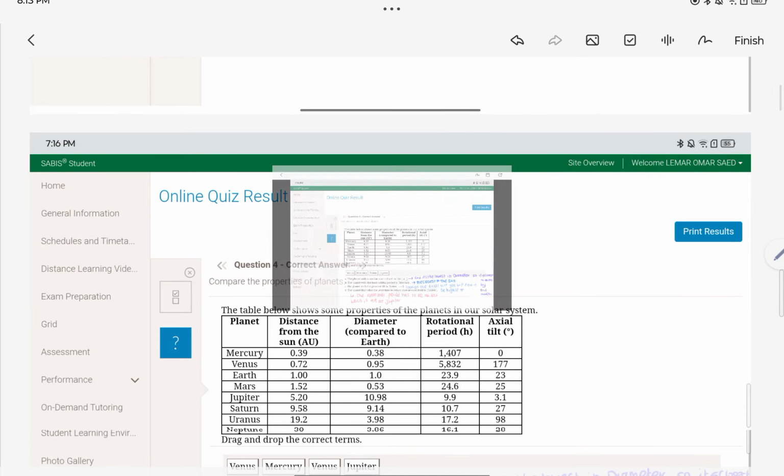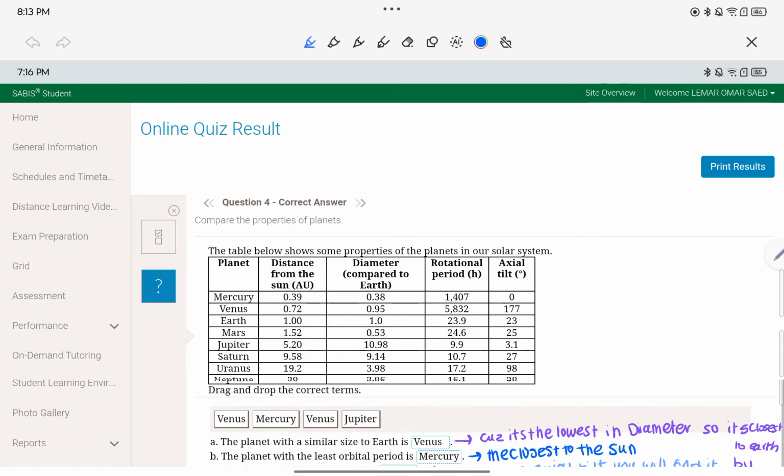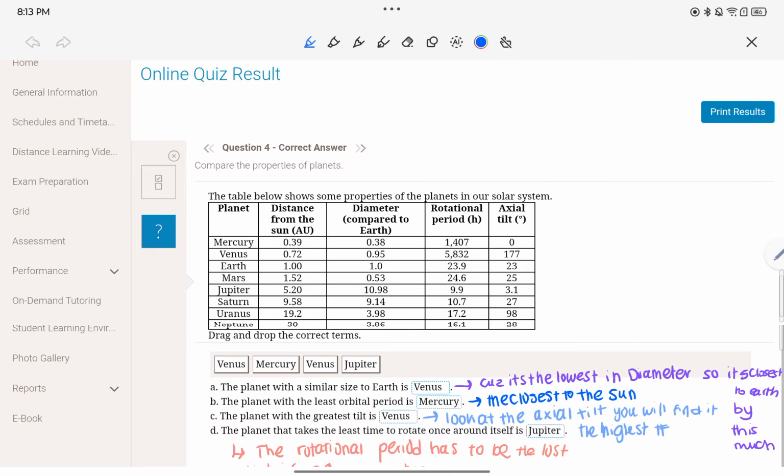Question number 4. This question, look, first thing they want similar size to Earth. Now here they said compared to Earth. Here they put you a set of numbers. Now, you have to look at the smallest, 0.38. There's a very small difference, which means this is the closest, like similar size to Earth. Okay? Now, least orbital period, it means the closest to the sun. So you go and look. You have to look at the least number, which is 0.39, which is in Mercury. Okay?